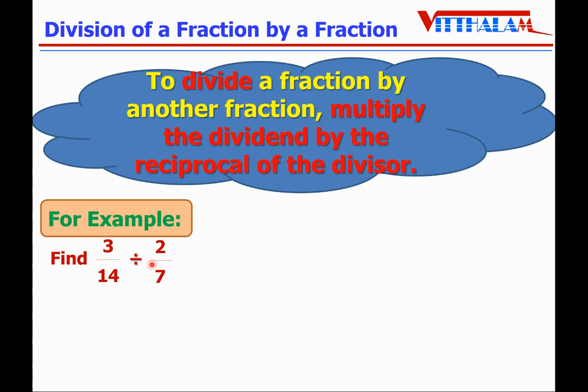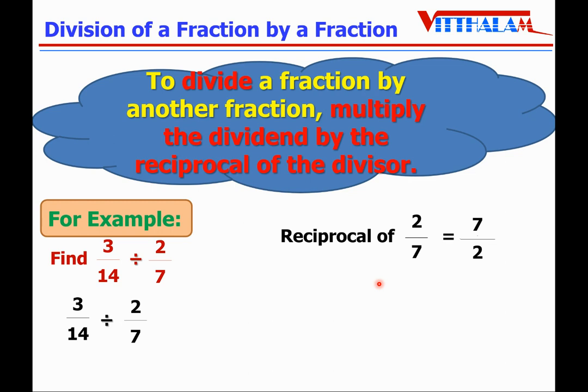उसको हम लोग मल्टीप्लाई करेंगे, rather than division, will multiply. किससे? The reciprocal of the divisor, which is 2 by 7. So in order to do division between these two, we will multiply the dividend with the reciprocal of the divisor. The reciprocal of 2 by 7 is 7 by 2. So the next step will be 3 by 14 into the reciprocal, that is 7 by 2.